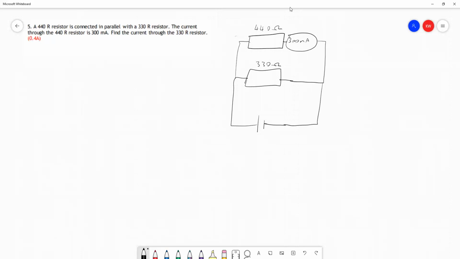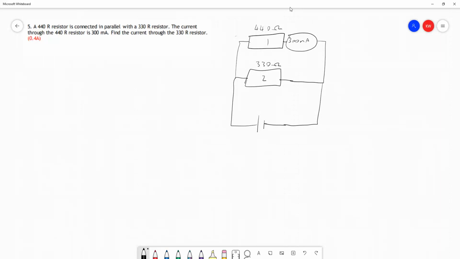The 300 milliamp current runs through the 440 ohm resistor, but there's nothing to say it's going to be the same as the current in the other branch. It's definitely not the same as the circuit current, because that splits off to give these two currents. So we'll label these I1 and I2, and let's have a think about what we can find out. So we want to find out what I2 is.